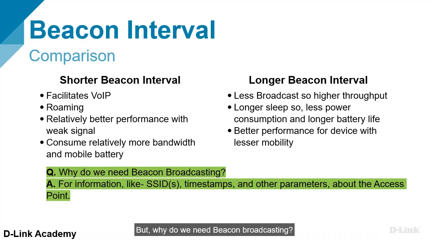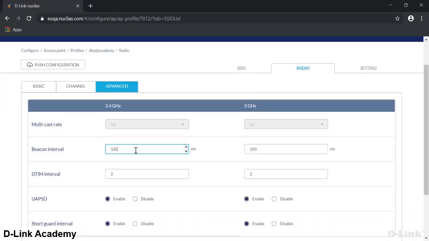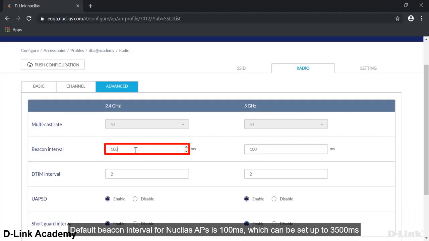But why do we need beacon broadcasting? The beacon is needed for mobile devices to receive information like SSID, timestamp, and other parameters about the access point. Default beacon interval for Nuclias AP is 100 milliseconds, which can be set up to 3500 milliseconds.